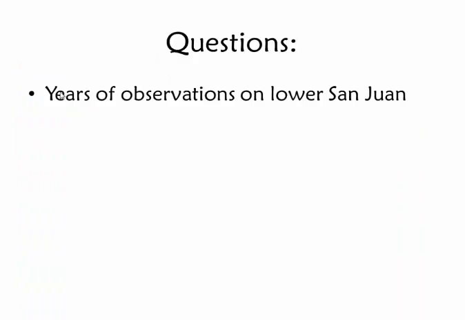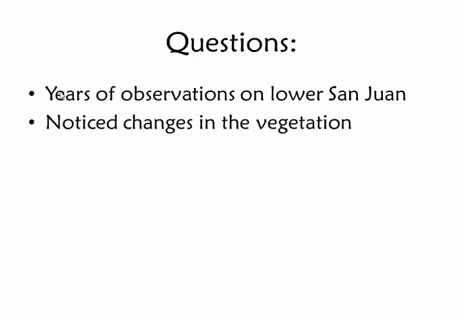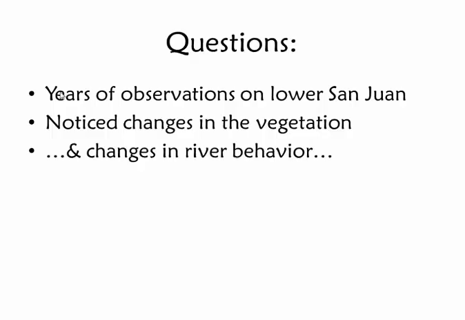So interesting questions arise when you're working in an area that's sandwiched between two dams. And many of our rivers in the West are like this, but the San Juan is one I just happen to be more familiar with. After years of observations on the San Juan River, we've noticed some pretty substantial changes in the riparian vegetation in the riparian corridor. And also some interesting changes in river behavior. For example, some small rapids that have just sort of disappeared in the last decade or two.